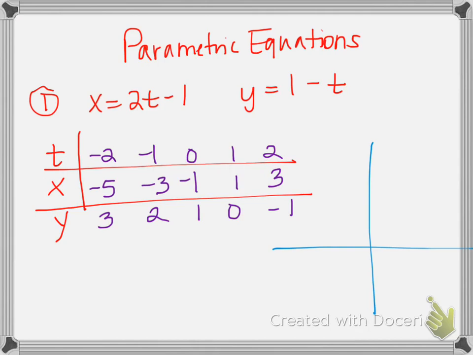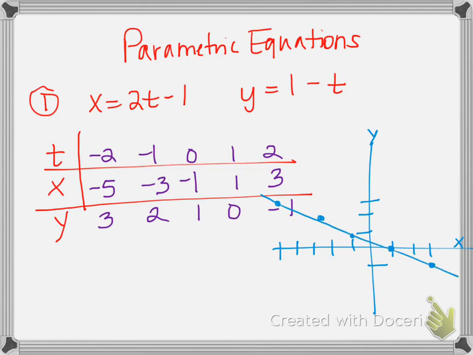You don't graph the t because this is the x and y coordinate plane, so you just graph the x's and the y's. -5, 3. -3, 2. -1, 1. 1, 0. And 3, -1. Basically, it gives us this line. And so you would graph the line.